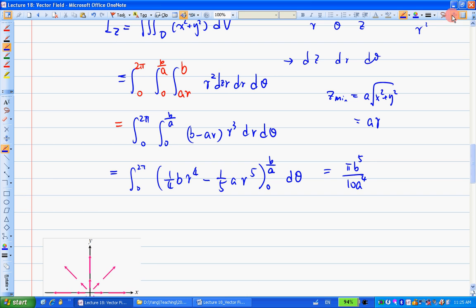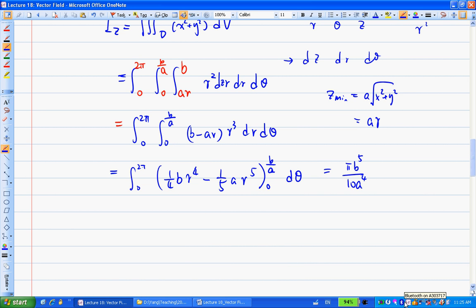Okay, so that's the moment of inertia of this solid with respect to the z-axis. So what if you decided to do a different order? Let's say you decided to do r first, then theta, then z. How would the layout of this triple integral look? So let's say you decide to do this in dr, d theta, dz order. Can you give it a try?